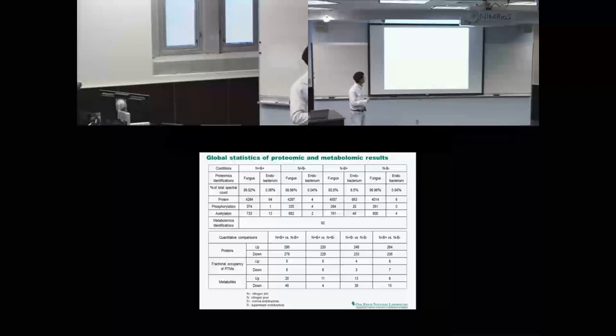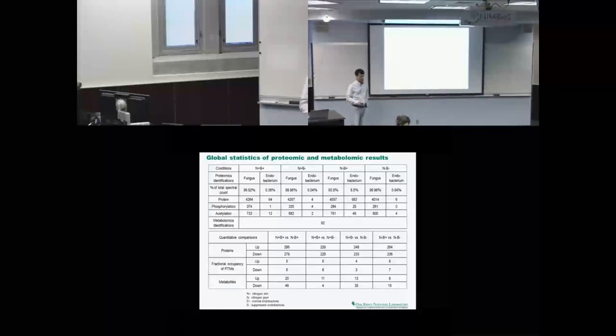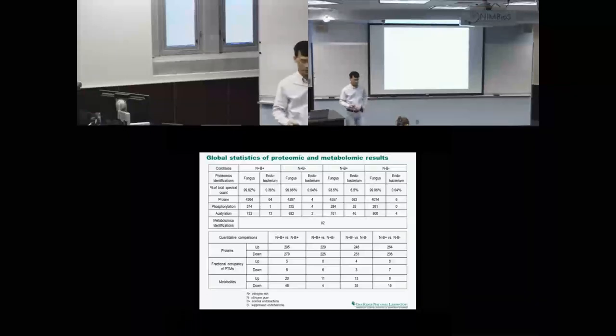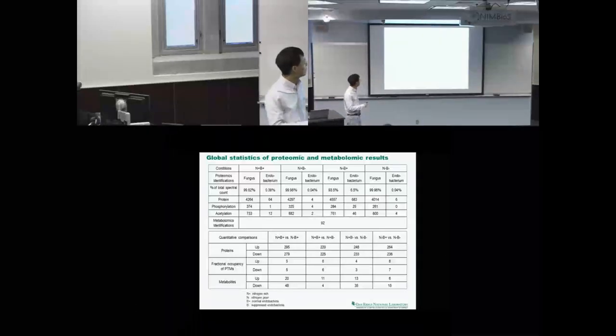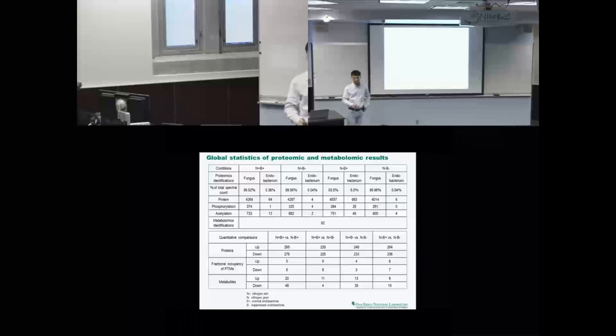Proteomics identified about 4,000 proteins from the fungal host. It covered about one-third of the fungal genome. For the endobacteria, we identified about 680 proteins in this particular condition. They also covered about one-third of the endobacterial genome. In the other conditions, we were not able to identify many endobacterial proteins because they are at low relative abundances. We also identified a lot of phosphorylation and acetylation events. Metabolomics provided concentration changes of 92 metabolites across these four conditions.